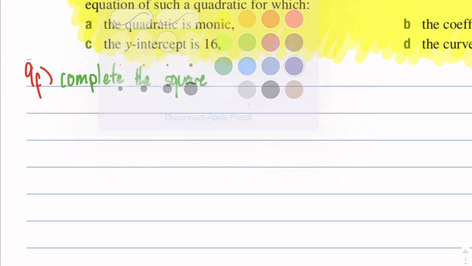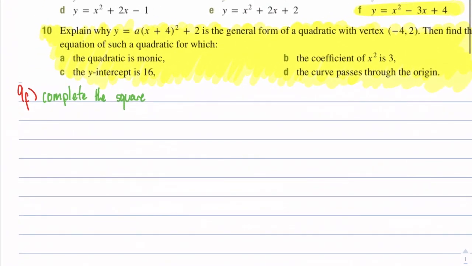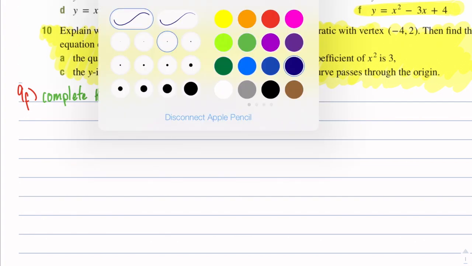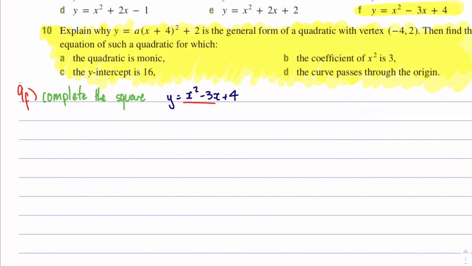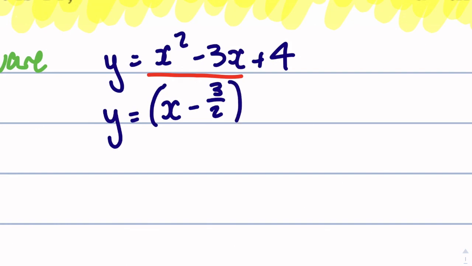Now, this one's still a monic, so the number in front of the x squared is just 1. So we've got y equals x squared take 3x plus 4. And don't forget, whenever you're completing the square, you're doing stuff to these first ones and then making up for it. So the first step we always do is, in brackets, we just do our x, and then here we're going to do minus 3 over 2.